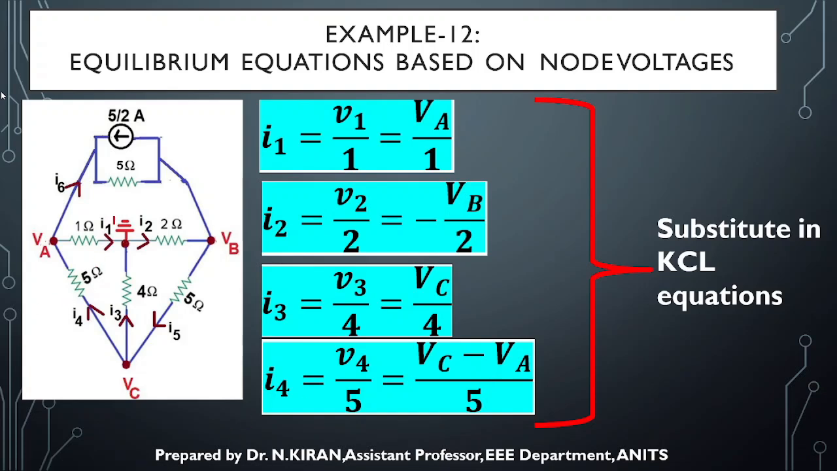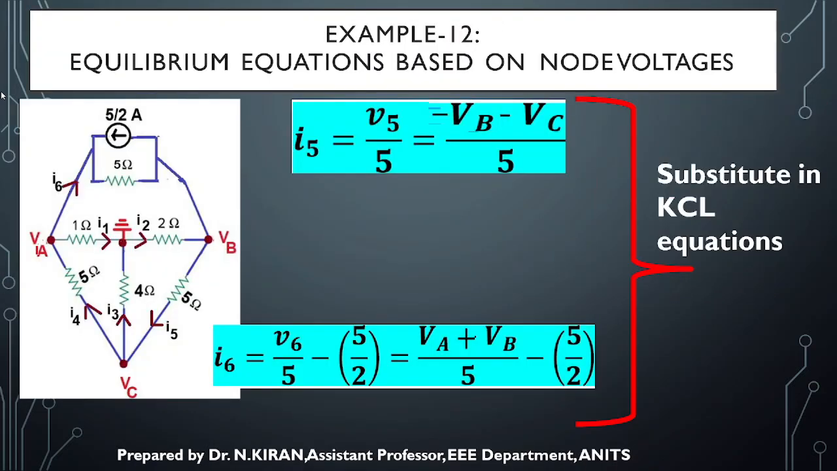The first branch has 1 ohm, so it will be V1 by 1. The second branch has 2 ohms, so it is V2 by 2. The third branch has 4 ohms, so it is V3 by 4. The fourth branch has 5 ohms, so it is V4 by 5. Similarly, the fifth branch has 5 ohms, so it is V5 by 5. The sixth branch has 5 ohms with a current source of 5 by 2, so it will be V6 by 5 minus 5 by 2. That is how I can write my branch current I6.